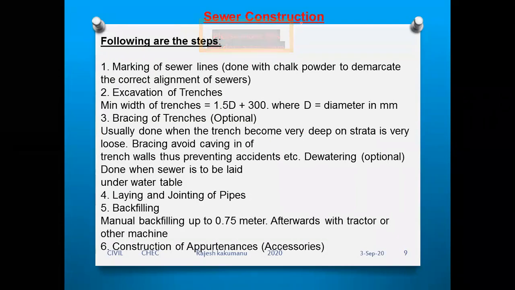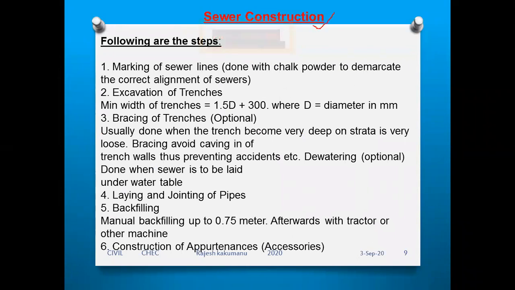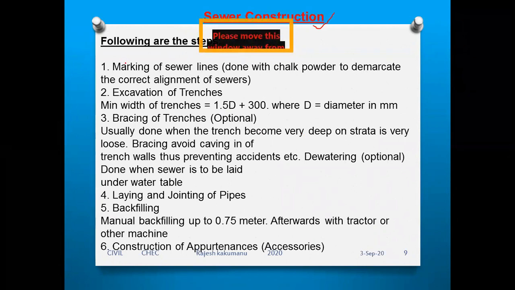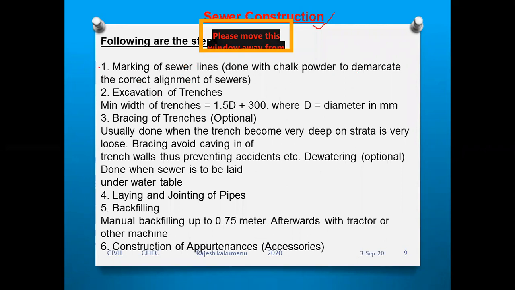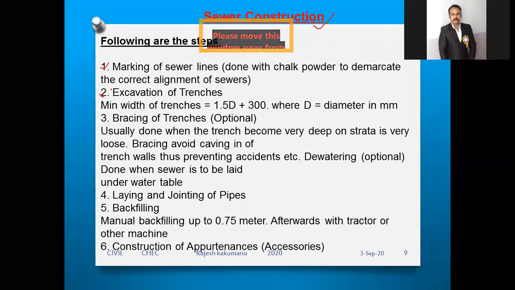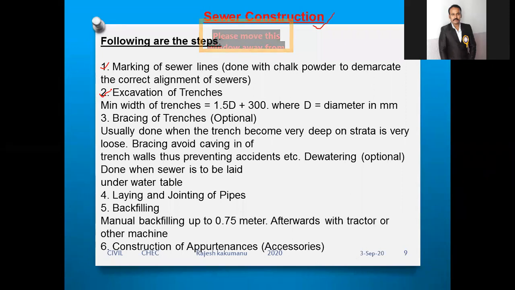Next, for sewer construction, what are the basic things you require? We discussed the design of sewers in earlier classes. Now, what are the steps in sewer construction? First, marking of sewer lines is done with chalk powder to demarcate the correct alignment of the sewers. Next, excavation of trenches: we have to remove the terrain on the area where you are designing. Then the minimum width of trenches has to be calculated. These are the formulas to keep in mind during the plan of action.